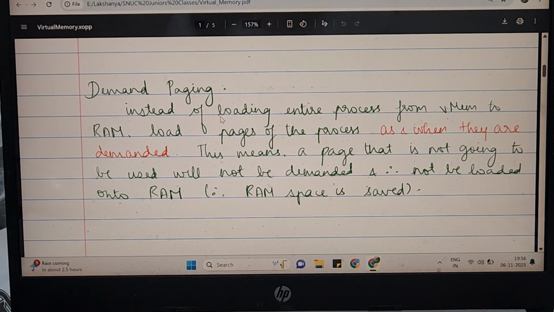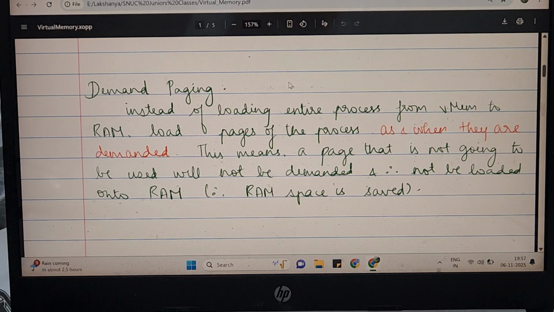So instead of loading the entire process from your virtual memory to your RAM, you load pages of the process. You divide a process into subsections or segments called pages, and then you load whichever page is required. So the idea is, every process has a bunch of data and instructions, right? And some processes could be huge.